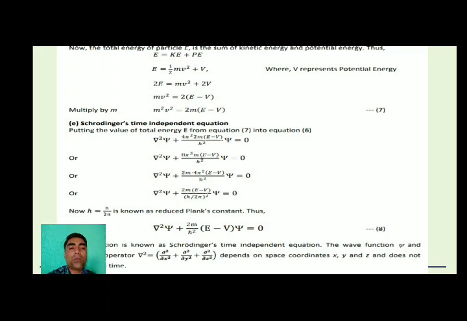So that is how we can set up or formulate Schrodinger's time independent wave equation. As long as the potential energy V is independent of time, we can solve any problem of systems of microscopic particles with the help of Schrodinger's wave equation.